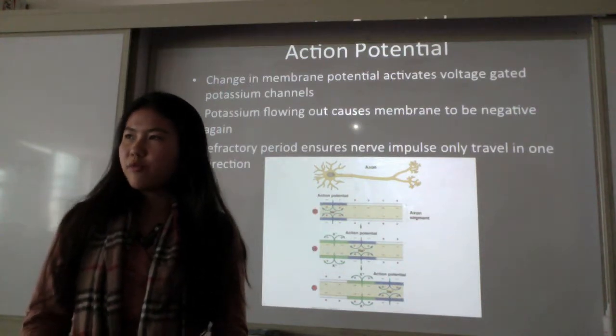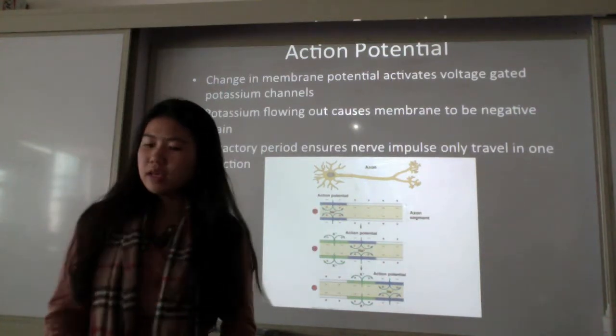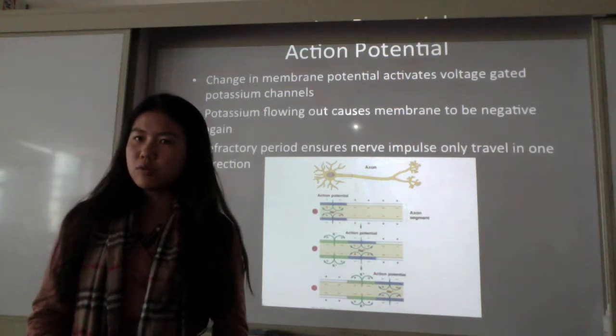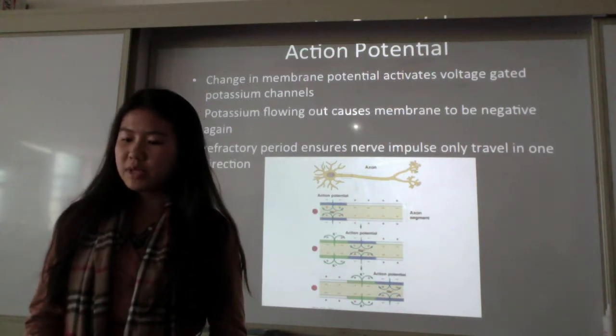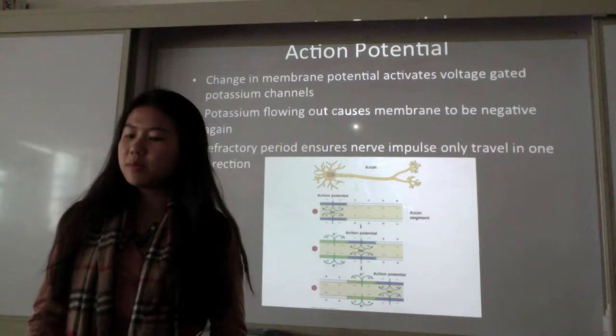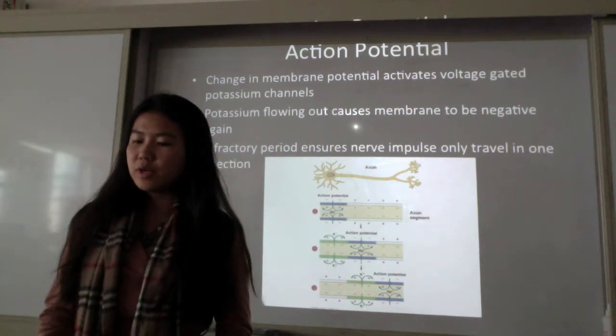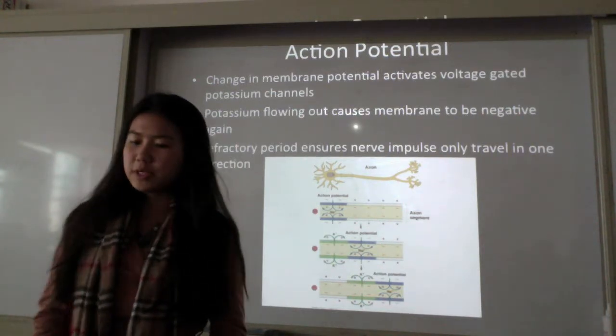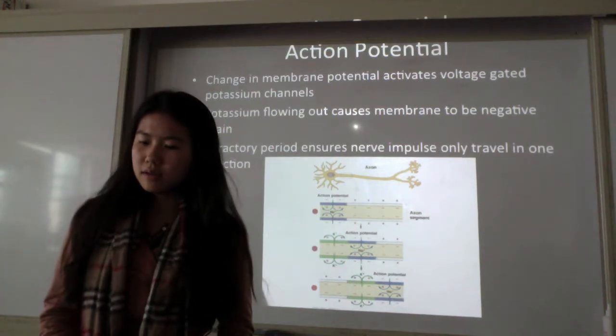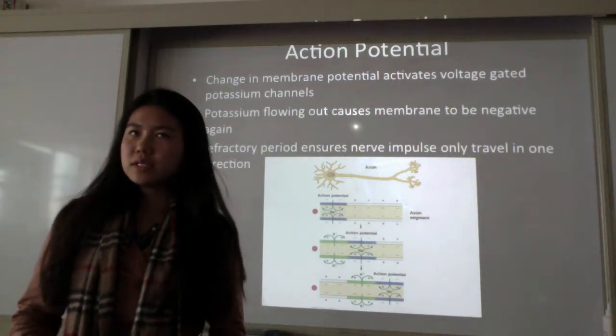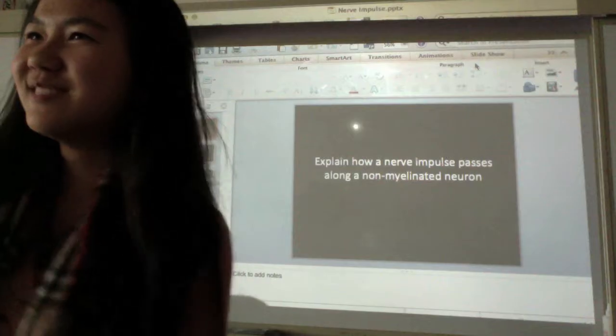And before the neuron can fire again, it must be back to the original distribution. So the potassium and sodium ions must be reestablished via the pump. And this allows the impulse to travel.